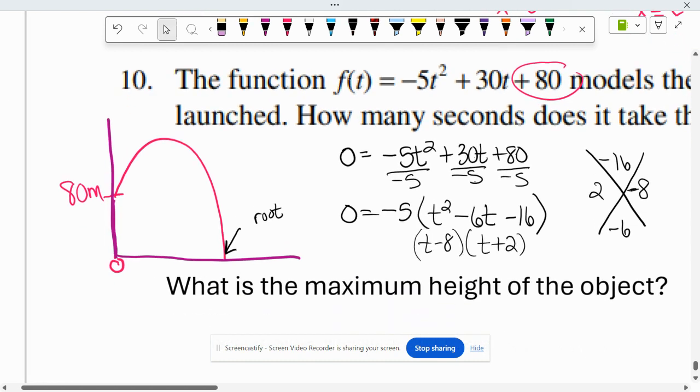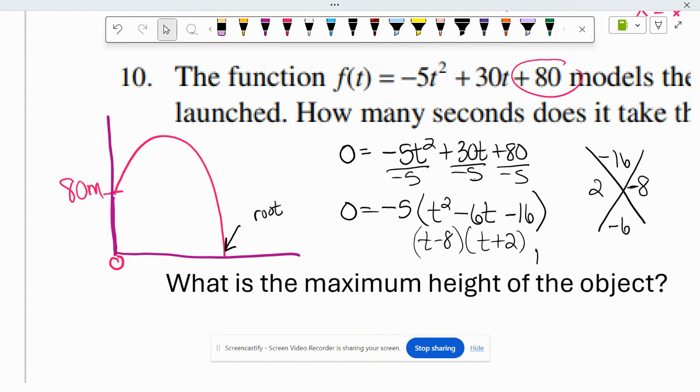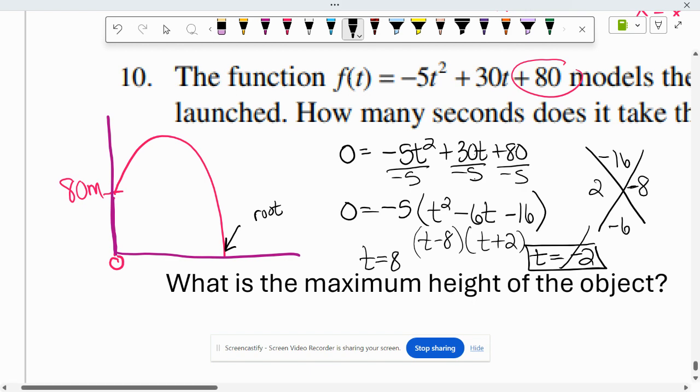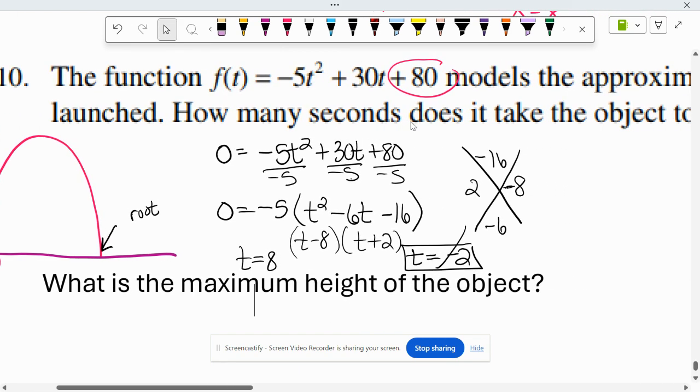Well, I know that the t plus 2 is going to give me a negative time. And we know that we really can't travel back in time. So we can't have t equals negative 2 seconds. So that means t equals 8 seconds. So how many seconds after it's launched does it hit the ground? At 8 seconds. Yeah.